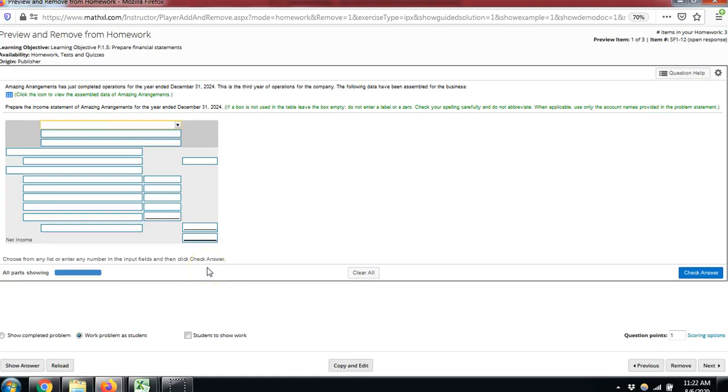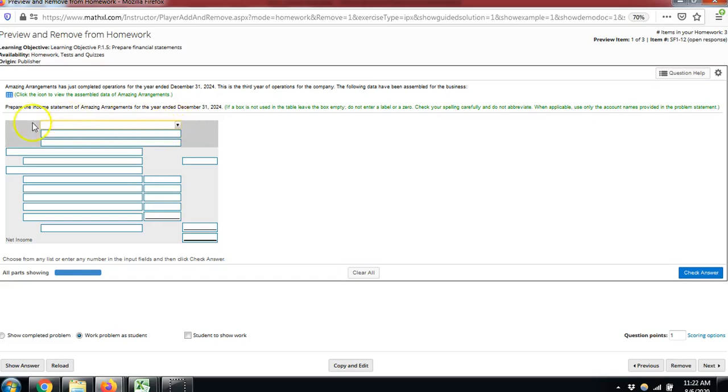In this lecture, we're going to work through problems SF-112 through SF-114 in your book, so you can follow along. Basically, we're going to be constructing financial statements given the account balances that are given in the example. We're going to first start with the income statement.